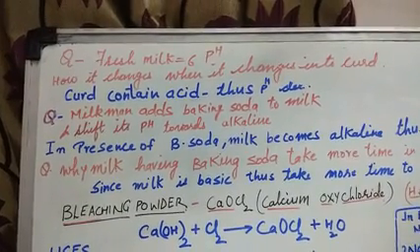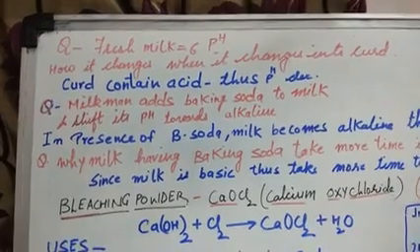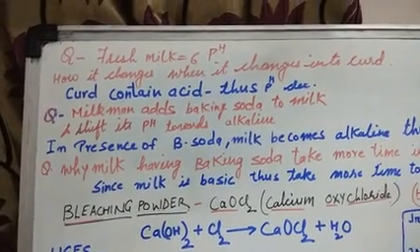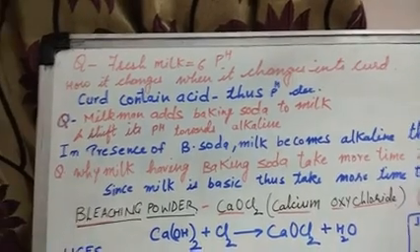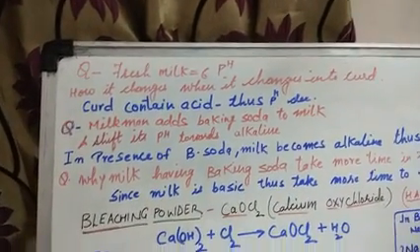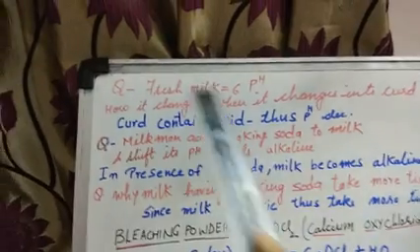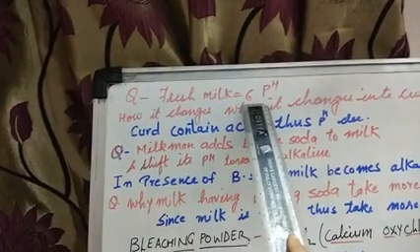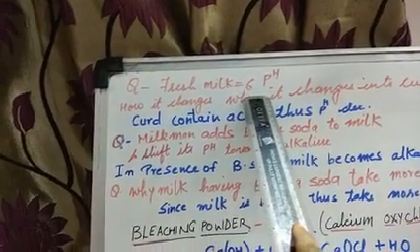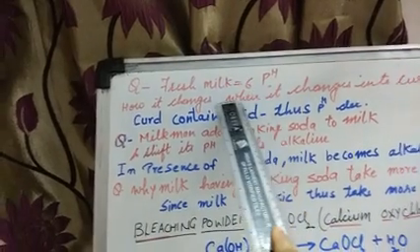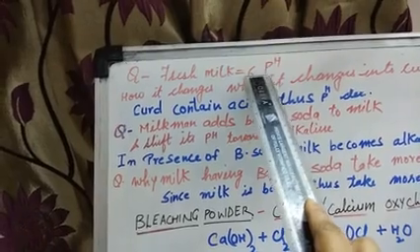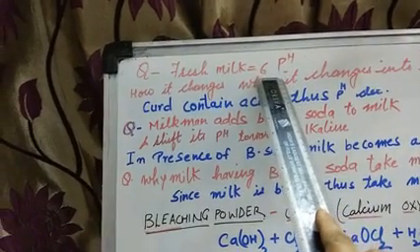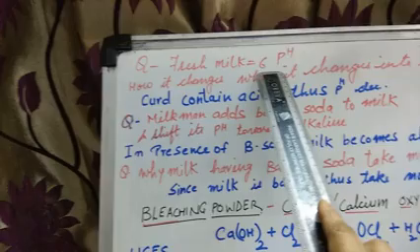Before proceeding to the next important chemical compound, I am first asking you some questions. What is the pH of fresh milk? The answer is that fresh milk has a pH of 6. It is towards the acidic side, because if the pH is 7 it is neutral, but milk has 6 pH, which means it is slightly acidic.